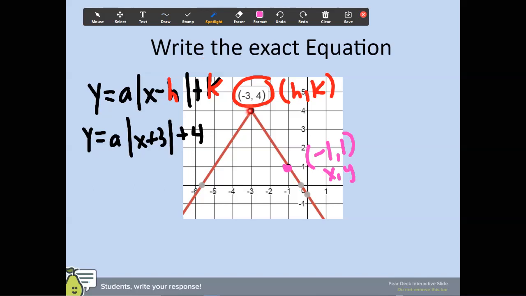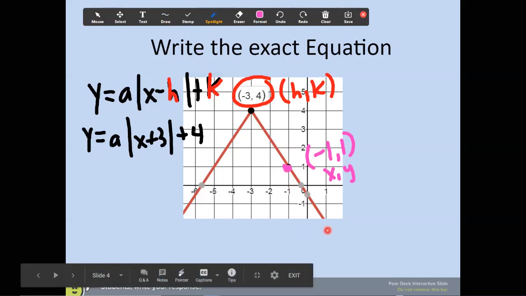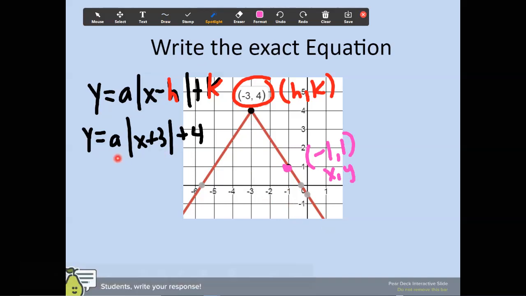So how are we moving? From my vertex to this point, I am going down 1, 2, 3 to the right 2. So that's like your slope. Down 3, right 2. Down 3, right 2. That's what I keep on doing. So that is going to become my a. So my equation is going to be, let me grab my pen again, y is equal to, and again, it's an upside down absolute value, so -3/2, absolute value of x plus 3 plus 4.